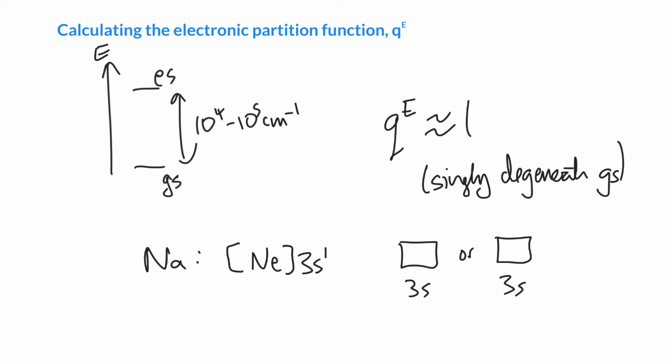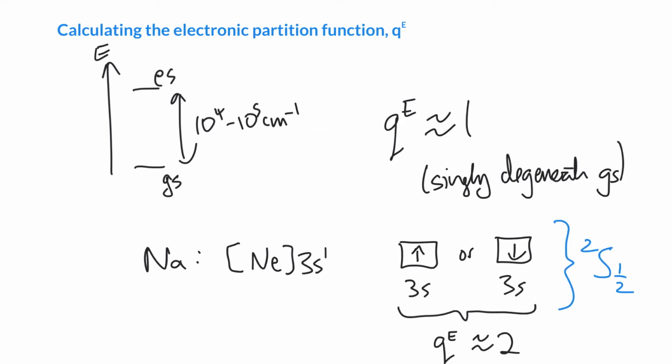And the reason for that is that that single electron presumably can be upspin or downspin, and since there are two possibilities, and in the absence of a magnetic field, they should have identical energies, then we might assume that the electronic partition function is 2. And if you've had some inorganic, then you should be able to come up with a term symbol for this. This is a doublet S1/2 term.